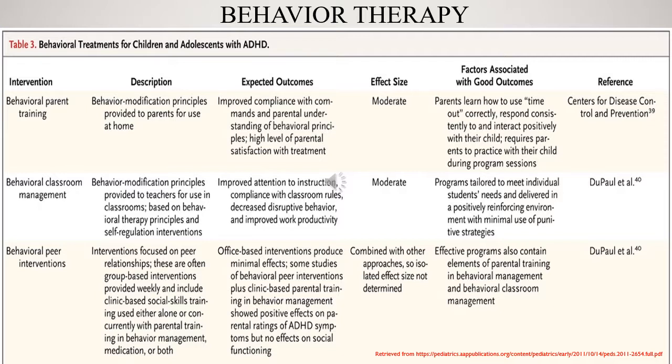Behavioral parent training helps parents to develop skills to use at home with their children. Expected outcomes include a child's improved compliance with parental commands, adequate parental understanding of behavioral principles, and parental satisfaction with treatment. Parents have more success with this type of treatment if they learn how to use timeout correctly, respond consistently to their child, interact positively with their child, and practice learned techniques with their child during program sessions.